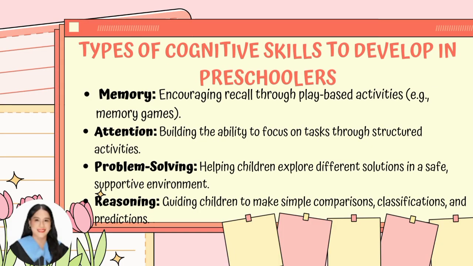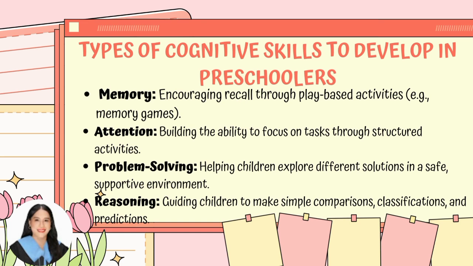So, types of cognitive skills to develop in preschoolers. Let's have here the memory, encouraging recall through play-based activities and memory games. For the attention, building the ability to focus on tasks through structured activities. For problem solving, helping children explore different solutions in a safe, supportive environment. Next, the reasoning, guiding children to make simple comparisons, classification, and prediction.